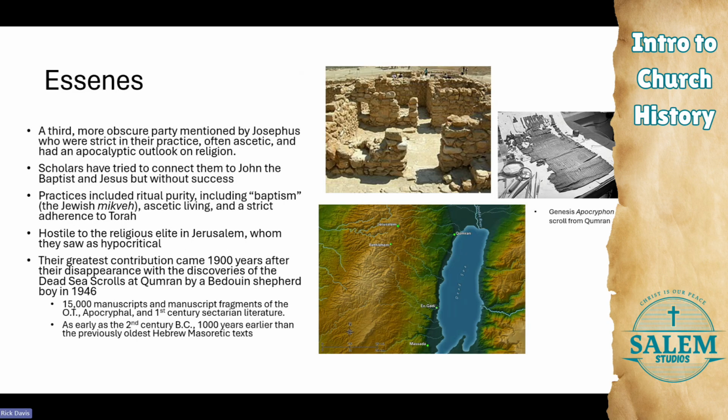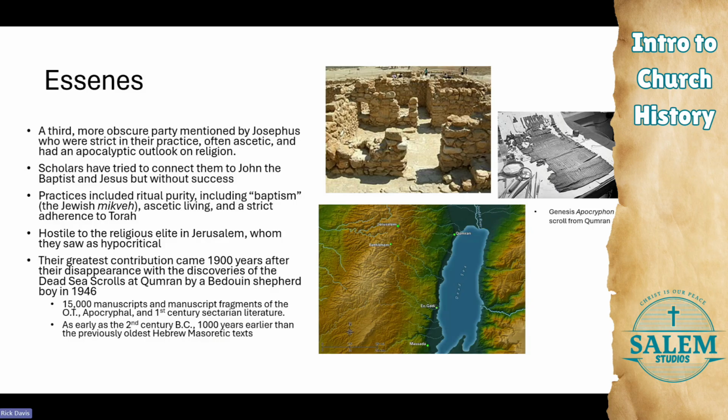What about this third group, the Essenes? This is a group that is not mentioned in the New Testament. This is a more obscure faction that is mentioned by Josephus, who were very ascetic. So they kind of liked to hide out in the desert like monks. And they had a very apocalyptic outlook on religion.